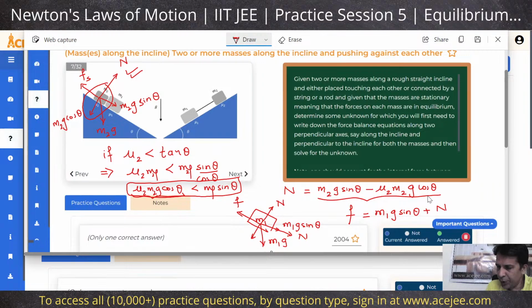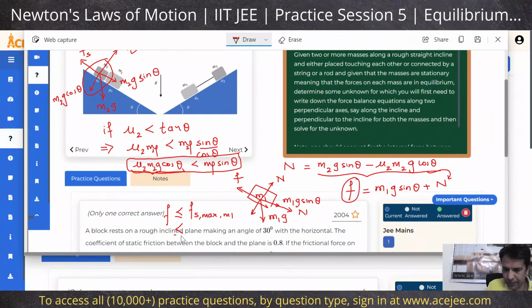So if you substitute that in this equation, you will get the expression for the frictional force. Given that the two masses are stationary, it is obvious, simple, that this frictional force F must be less than or equal to the maximum frictional force acting on mass M1, which is how much? Mu1 M1 G cos theta, right? Is that clear? Yes, beta?